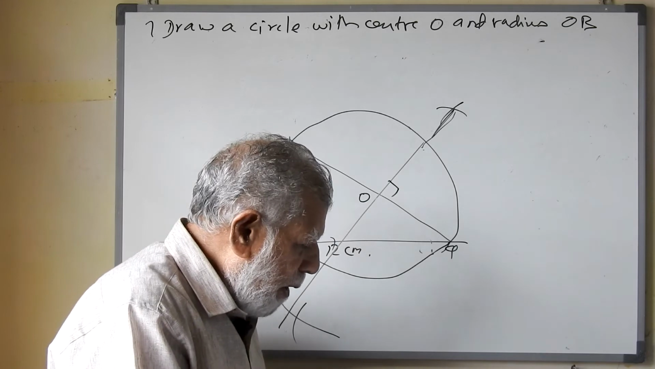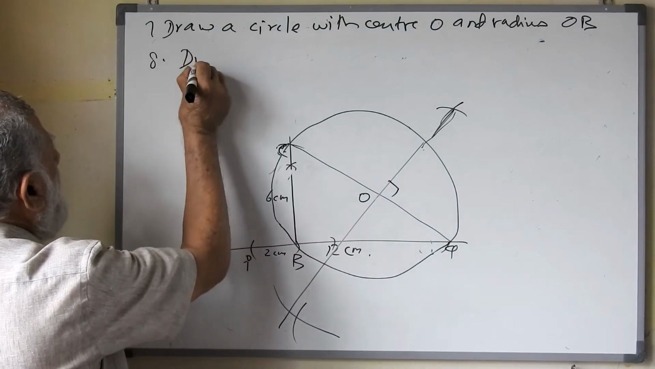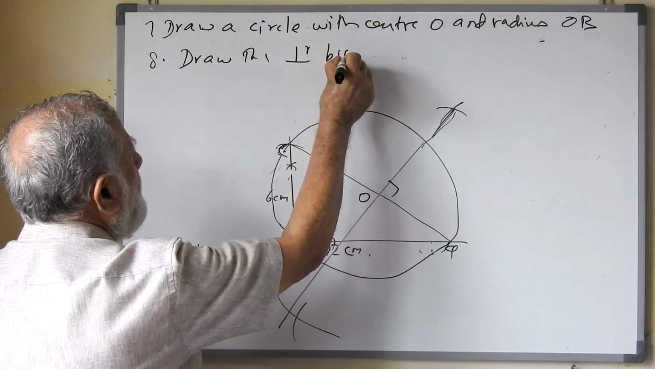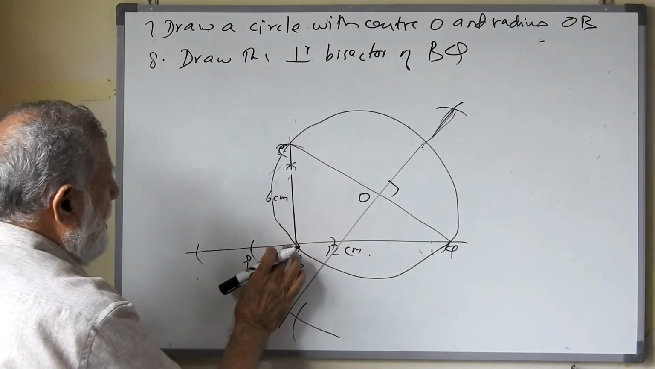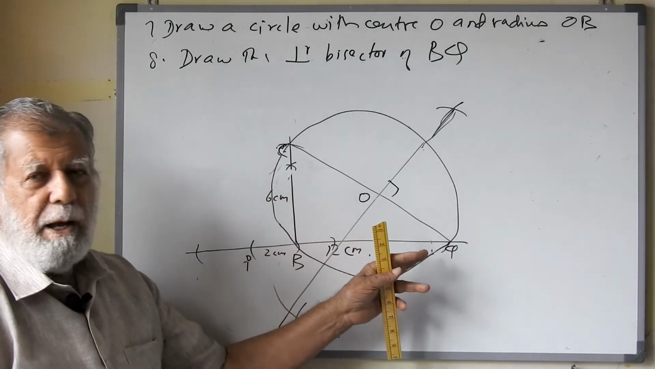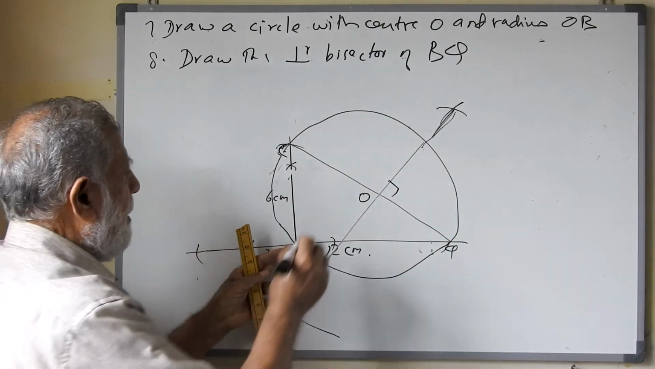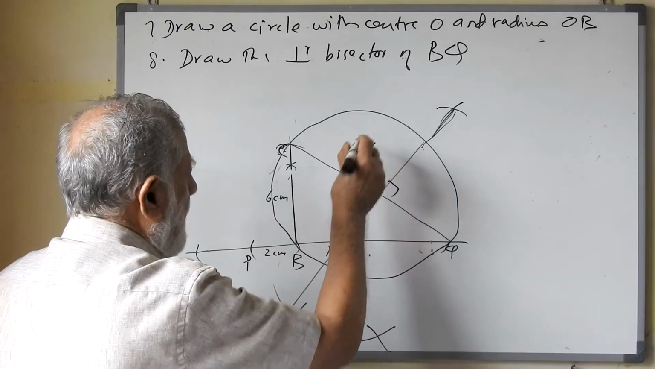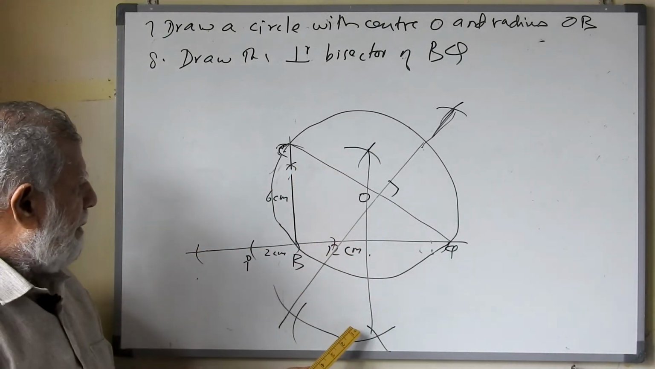The next point, 8: draw the perpendicular bisector of BQ. Now where is BQ? This is BQ. Now you have to draw the perpendicular bisector of BQ. How to do that? Like how we did here, we draw two arcs. So the same way, from here draw an arc and draw an arc, and here draw an arc and draw an arc, and join this. So this is the perpendicular bisector of BQ.